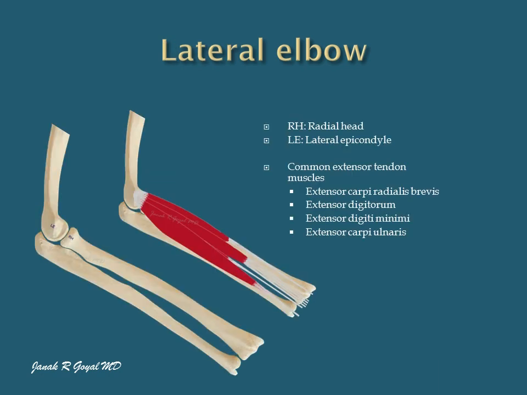On the lateral side, the lateral epicondyle gives origin to the common extensor tendon, which serves as the common origin for extensor carpi radialis brevis, extensor digitorum, extensor digiti minimi, and extensor carpi ulnaris. Distal to the lateral epicondyle, you will notice the humeroradial joint formed by the capitulum of the humerus and the radial head on this side here.